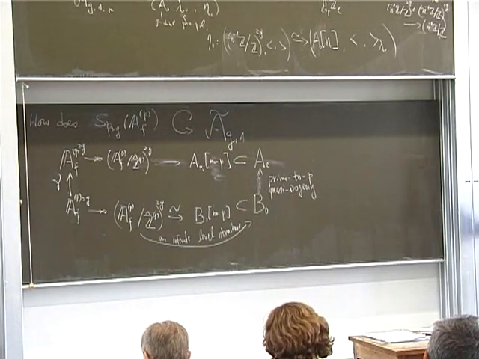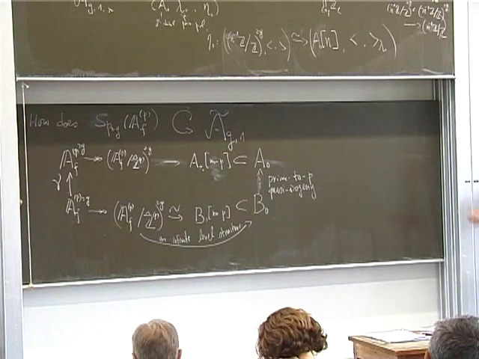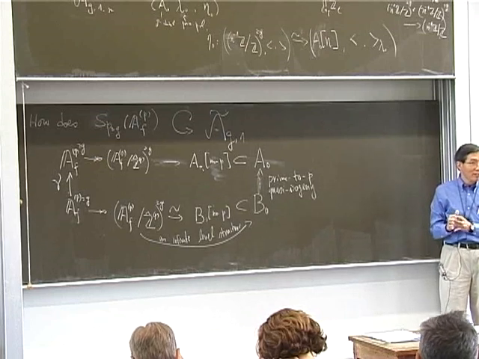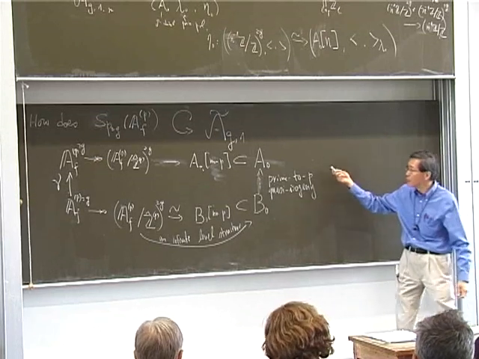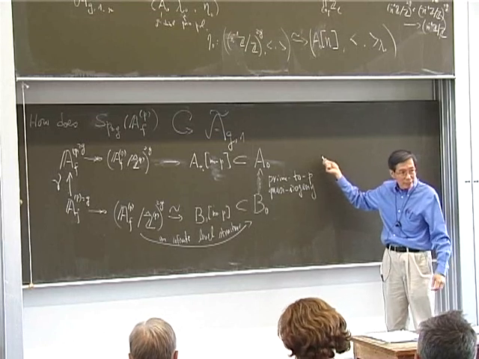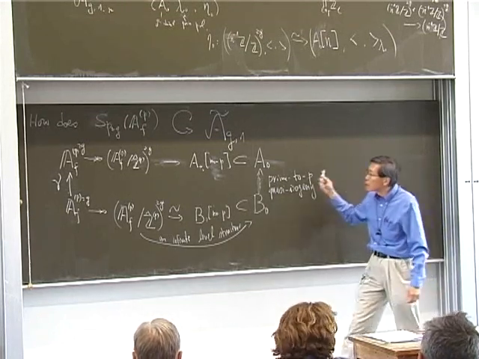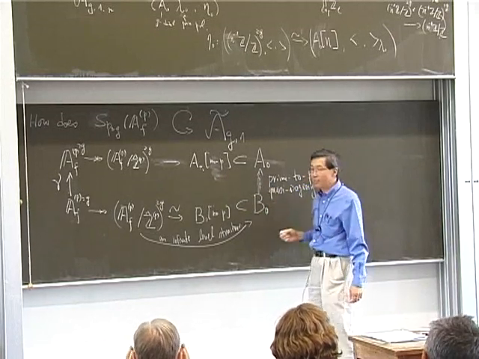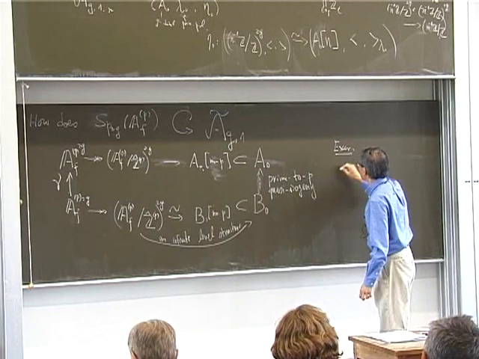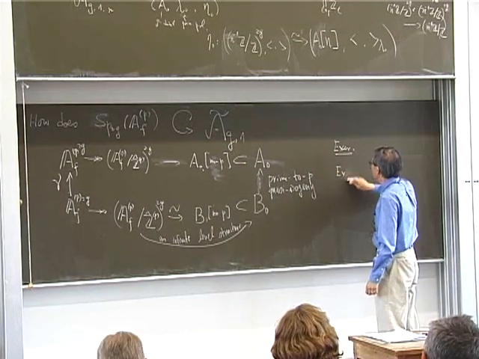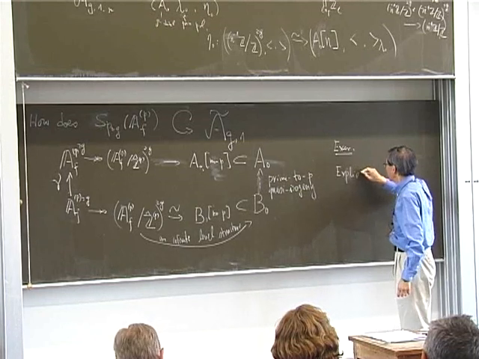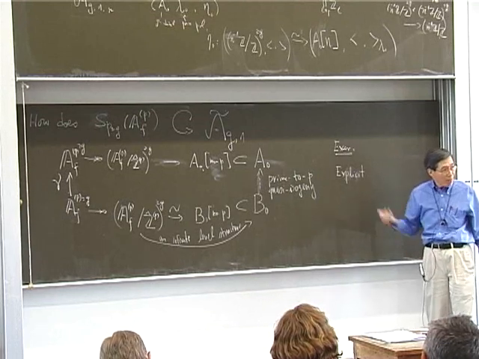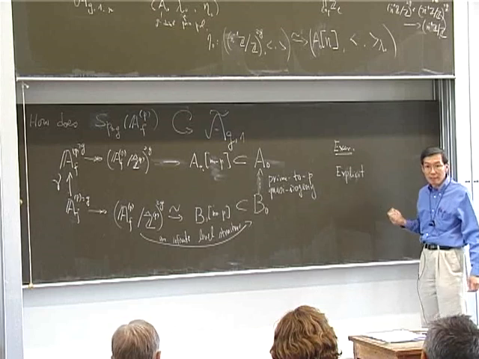Okay. Now, why did I do this? There is a reason, and the reason is, I guess you have seen in Franz's lecture, I think the first lecture, an explicit definition of Hecke orbits. So an exercise is to check that using this definition of the tower, you will recover the explicit description of prime to P Hecke orbit as in Franz's talk.